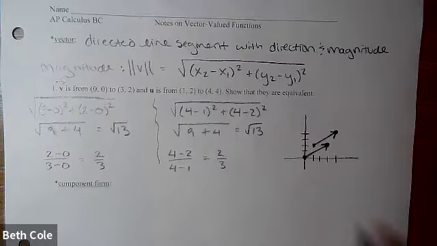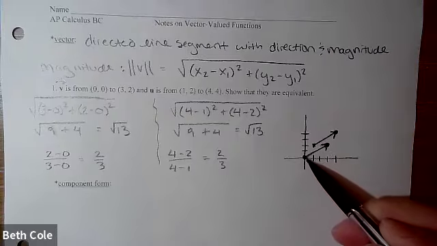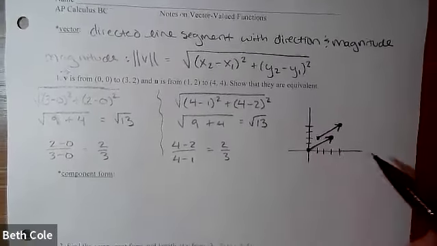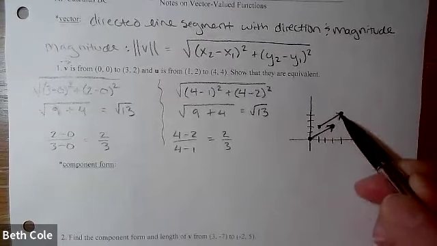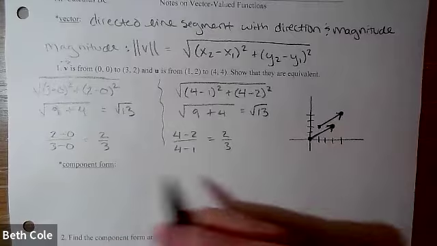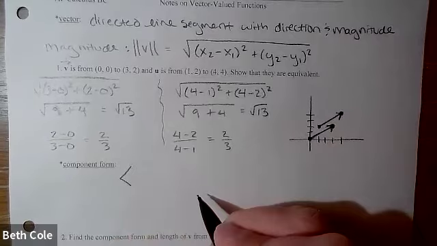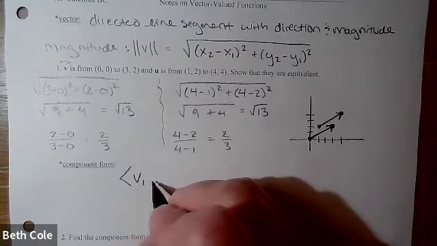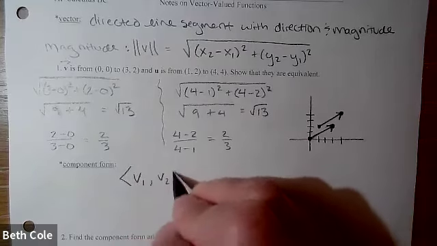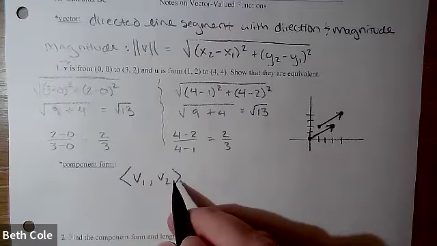A component form simply means that your vector begins at the origin. So you can write the component form of a vector. The component form of this one is this one. And it's written with, instead of parentheses, pointy brackets. So we have <v1, v2>, and that's how you're going to see it on the AP exam.